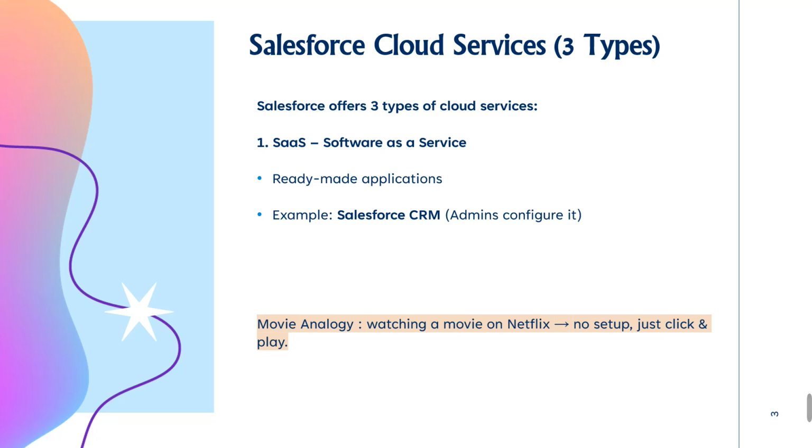Okay, so we'll try to understand the cloud services. If you already know, you can skip this part. But here I'm explaining with a movie analogy, and I'm trying to explain very easily so that you can easily remember. So SaaS is the ready-made application. An example of SaaS is the Salesforce CRM platform. Here we have the admin configurations itself. In the movie analogy, it's just like watching a movie on Netflix. We don't require much setup. We just click on that movie and watch it. That's it, there is no setup and all.